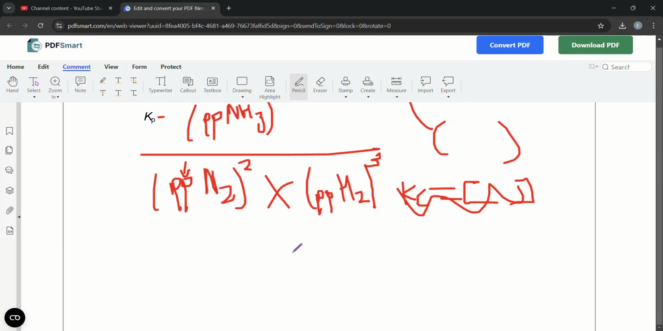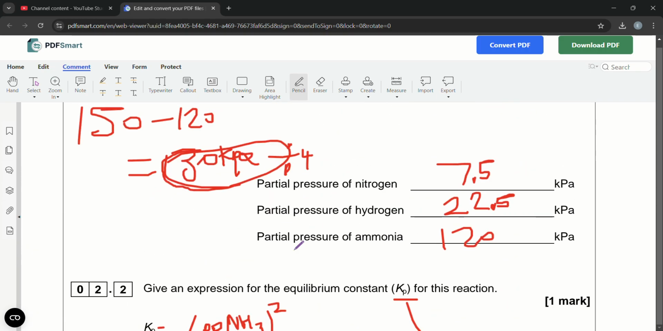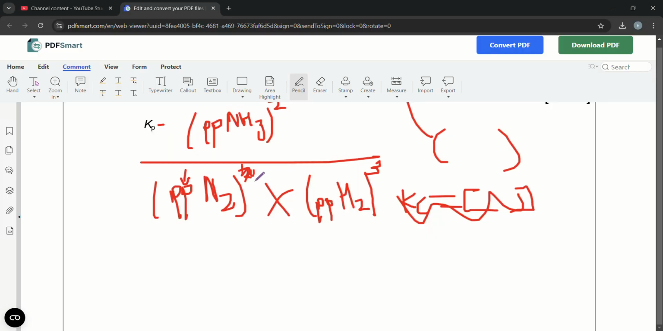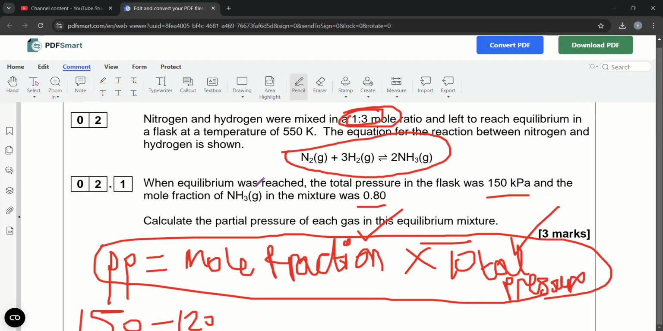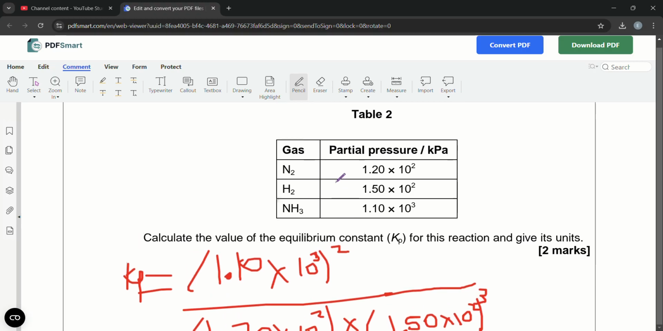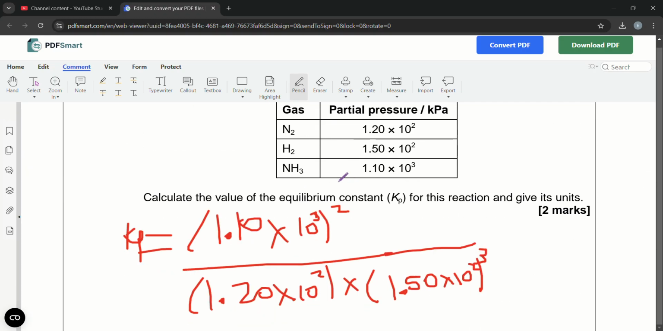Ooh, made a mistake. No, I didn't. I don't know why I wrote squared here. Should not be squared. Silly mistake. Times by H2 cubed.